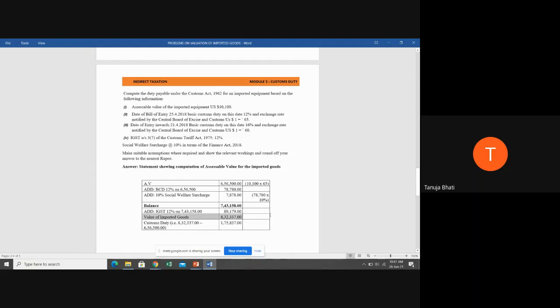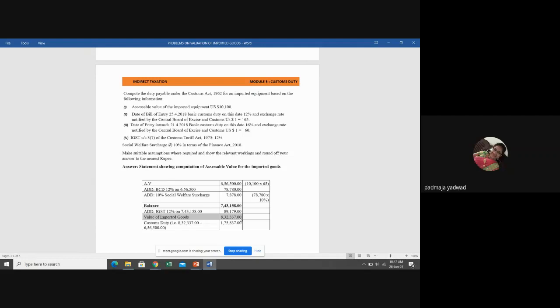So what is the value of imported goods? In total, how much does the importer need to pay? He needs to pay 7,43,158 plus this IGST of 89,179. So the total value of imported goods is nothing but 8,32,337. Is this clear, students? Yes.